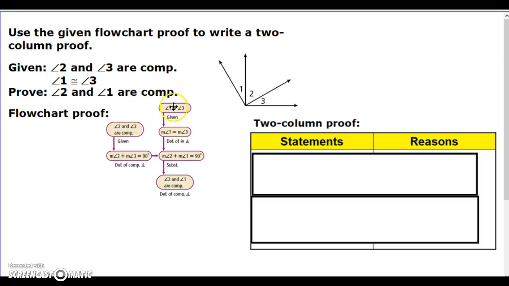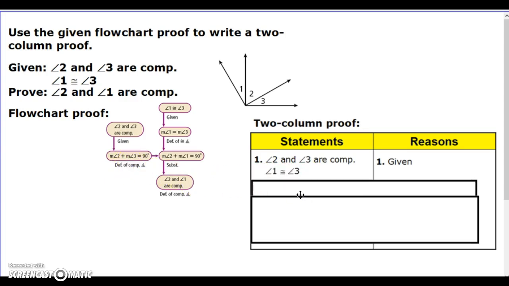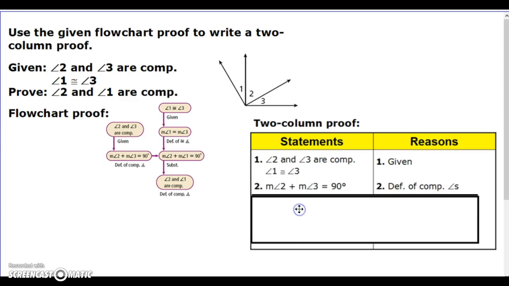So we start a flowchart proof with what is given, right? The first thing given, angle 2 and angle 3 are complementary. So what can we say based on this statement? If angles are complementary, we can say, look at this, the angle sum is 90. That's the definition of complementary angles.